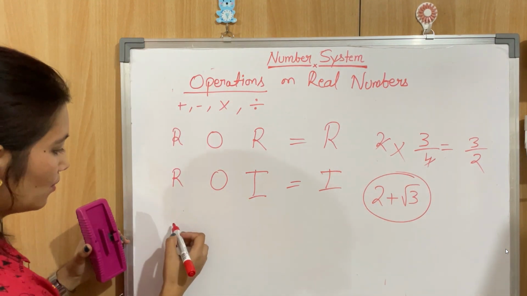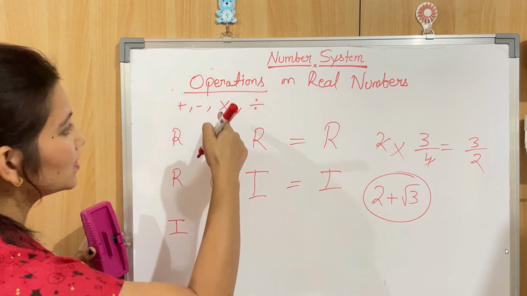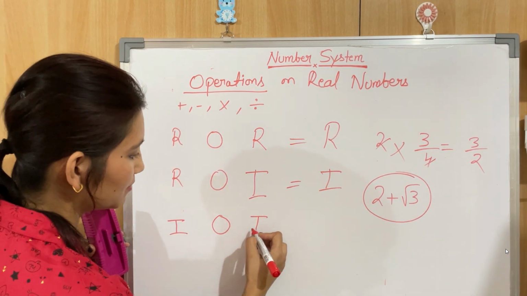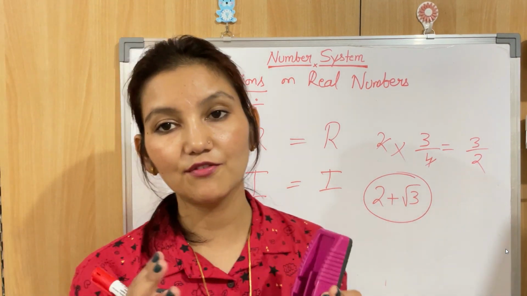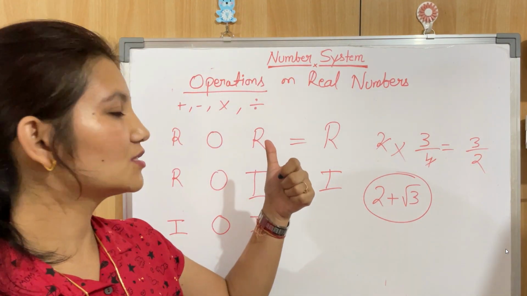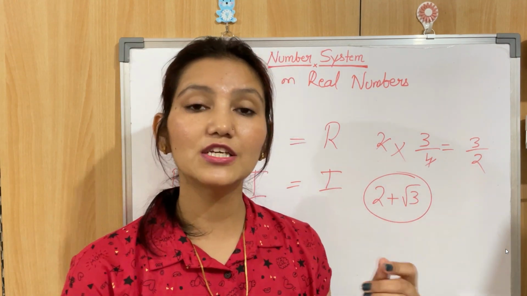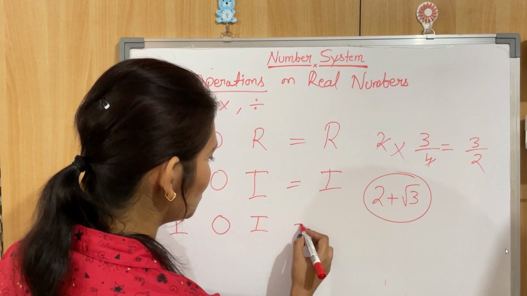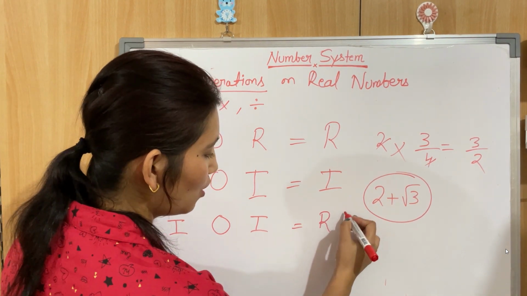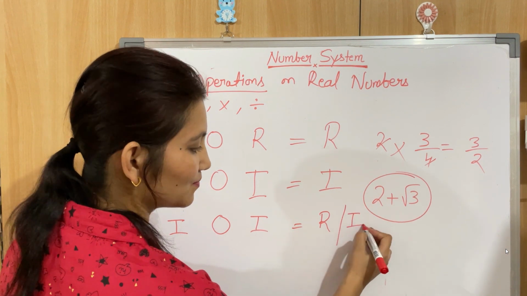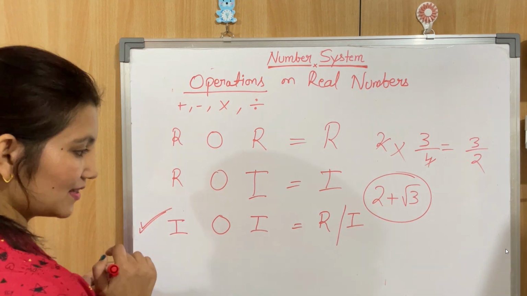Now if we perform any of these operations between irrational numbers, if both the numbers are irrational and we are performing any of these operations, be it addition, subtraction, multiplication or division, then the result will either be a rational number or an irrational number. So how? We will try to understand this case.